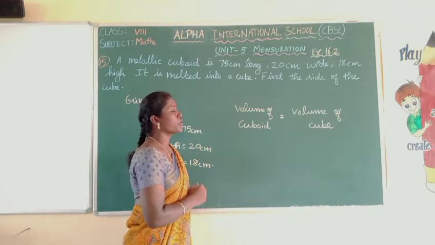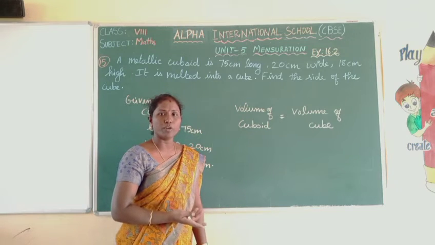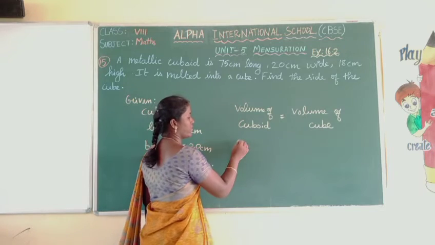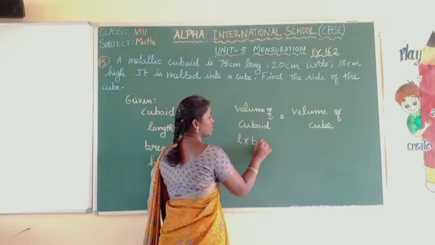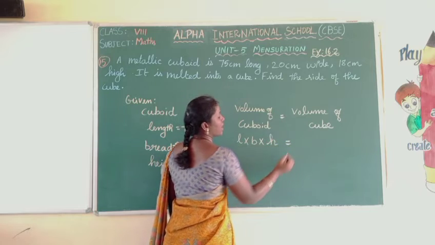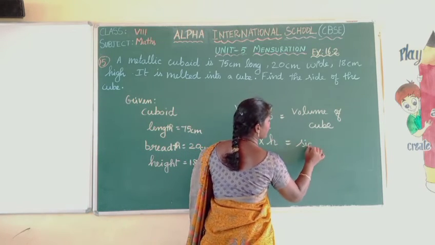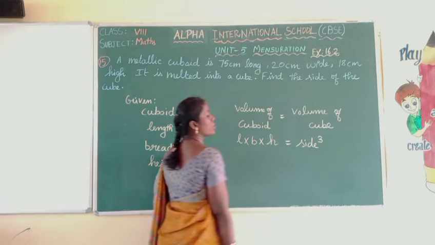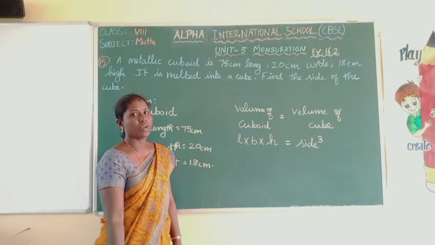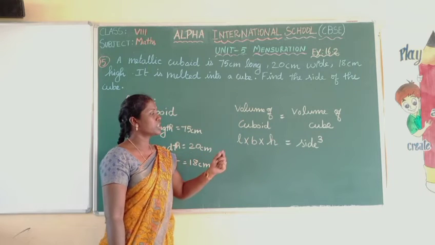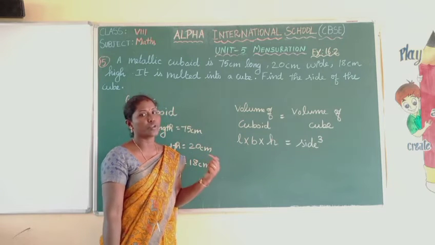What is the volume of cuboid formula? Length into breadth into height. And volume of cube is side cube. Here we are going to identify the side of the cube only. For that, first we have to substitute the values of the cuboid.